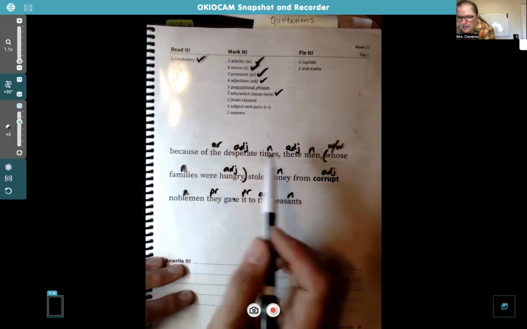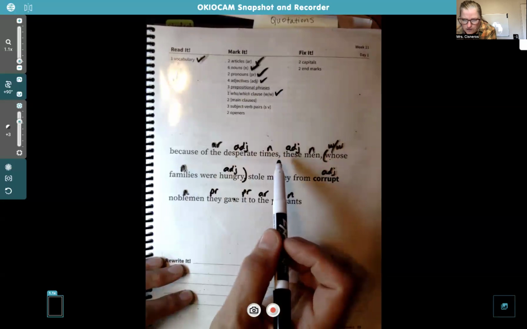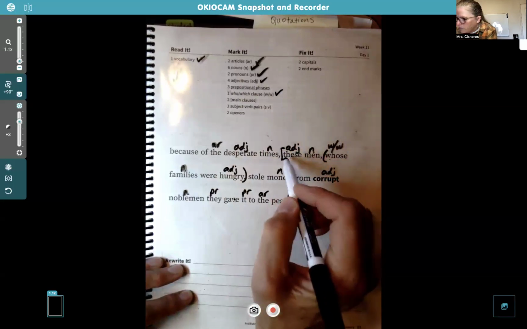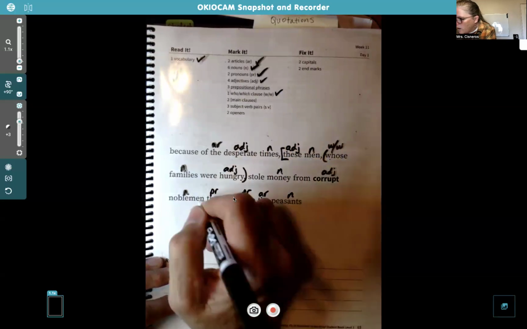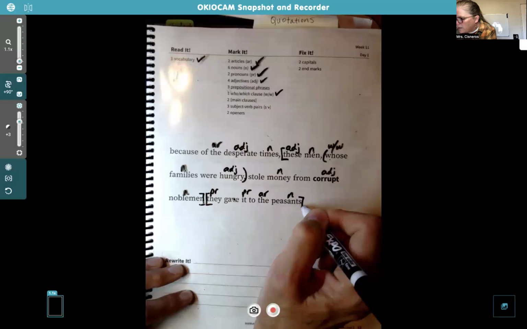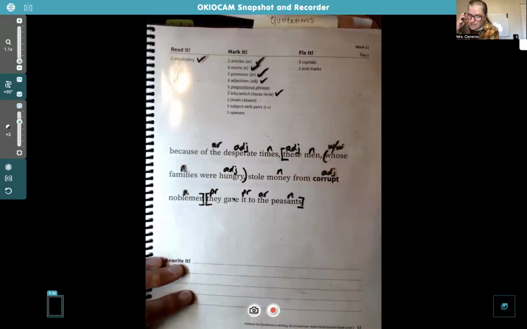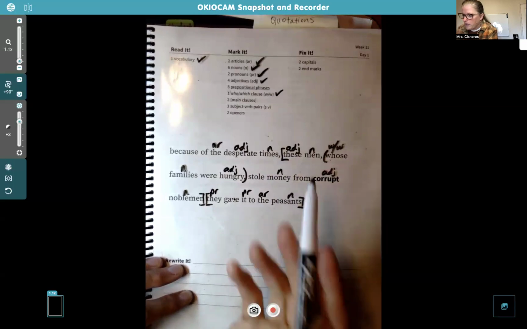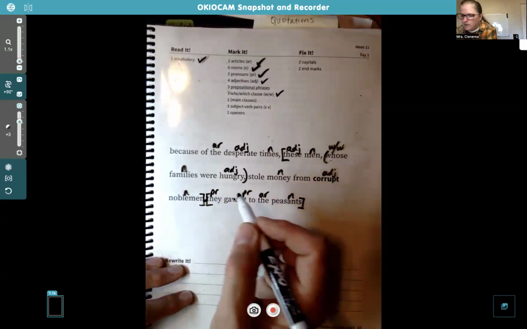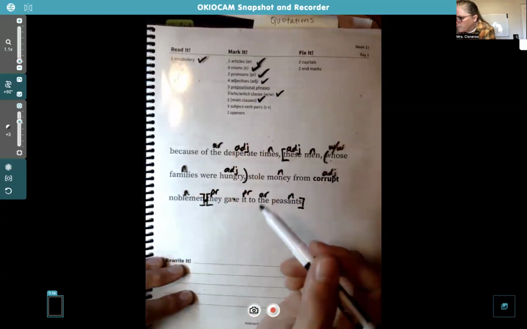And then the 2 main clauses, I see an opener right here. So I know that the main clause is not going to include the opener. So I'm going to start my main clause here with these and go all the way to noblemen. And then there's another main clause right at the end. So all the way to noblemen, and then they gave it to the peasants as a separate main clause. By the way, that's a clue. We need a period here to separate those 2 main clauses. You probably already figured that out.